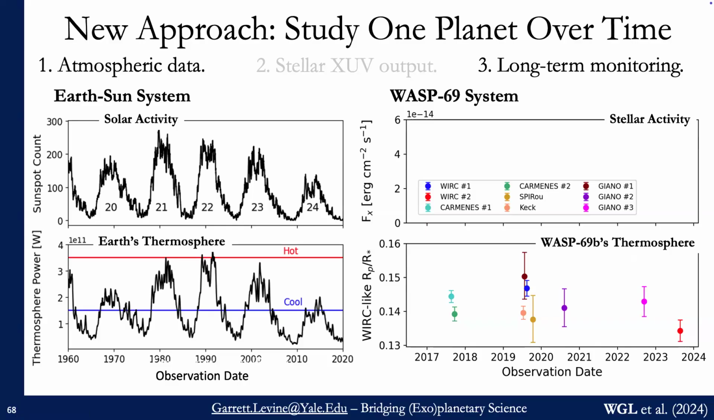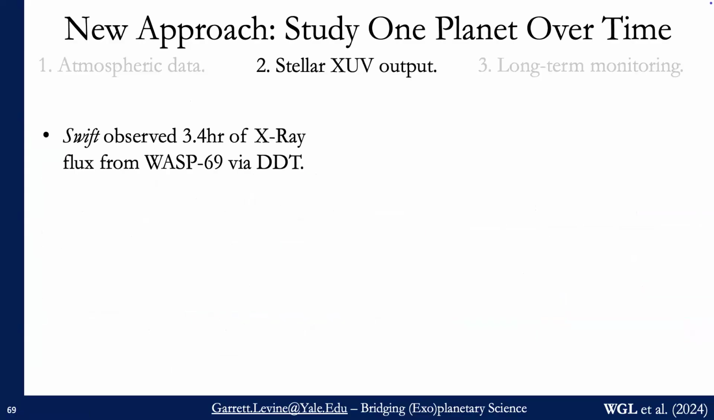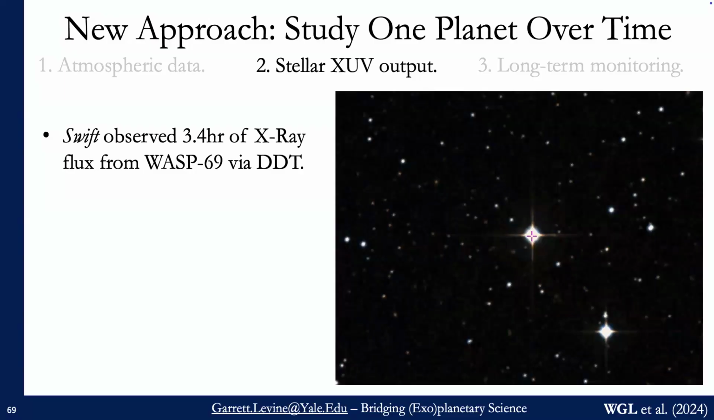And so now to fill in our stellar activity panel, we've been using X-ray, and we've been collecting stellar X-ray observations. Specifically, we have been using SWIFT and soon Chandra to do this. With SWIFT, we got to observe for 3.5 hours or so of X-ray flux from WASP-69, the host star, via DDT, once we detected that dramatic metastable helium variability from the 2 Palomar nights.